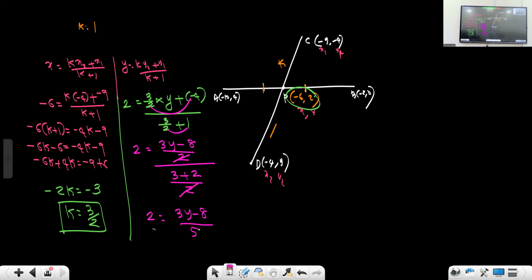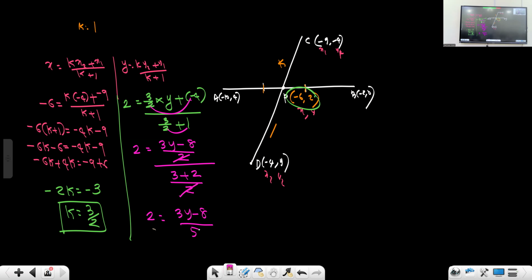3y minus 8. Here the value is the y value. It's not given. Yes, y is 2. 3y minus 8. Y 6. Simplify it.